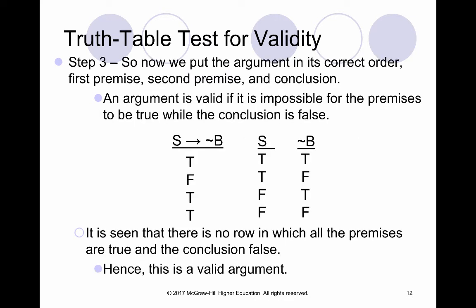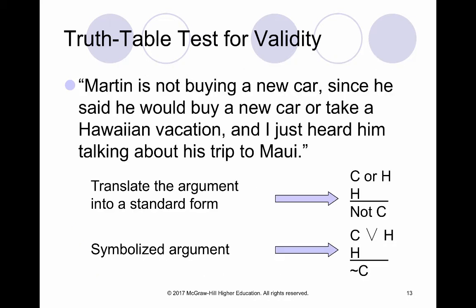So now we put the argument in the correct order. An argument is valid if it's impossible for all the premises to be true and the conclusion to be false. And if we look at this table, we can see that there is not a row in which all the premises are true, but the conclusion is false. So we know that this argument is valid.